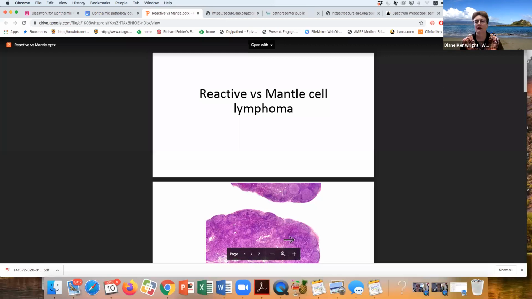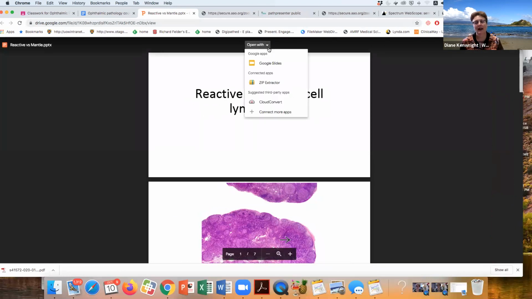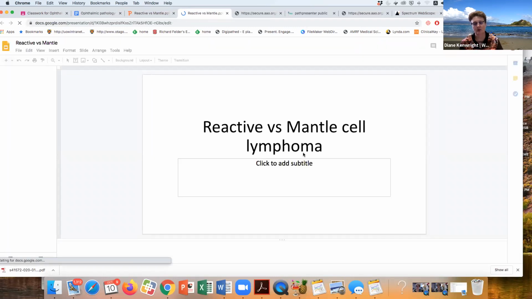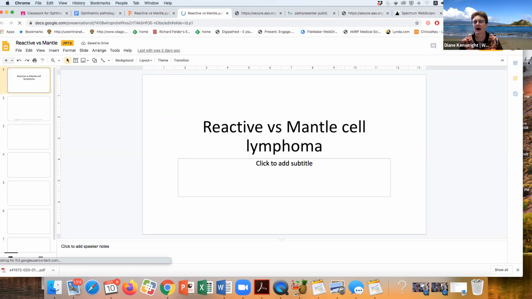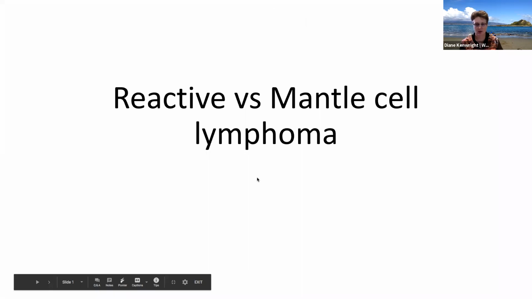Okay. Here we go. Lymphoma: what you really need to know. I will share the screen. What you really need to know is to tell the difference between reactive and the low-grade mantle cell lymphoma, which is typical for the conjunctiva and the orbit. Of course, other lymphomas do occur in the orbit. You get high-grade lymphomas there, but usually they're absolutely no problem to tell that they're malignant. I don't think you'll get questions on lymphoma because no one understands them except lymphoma pathologists.